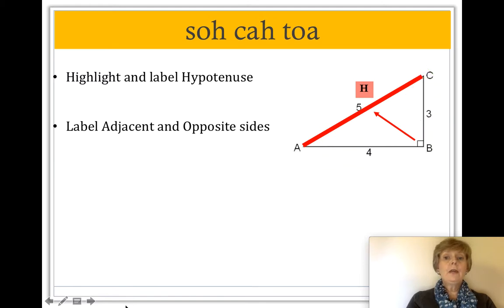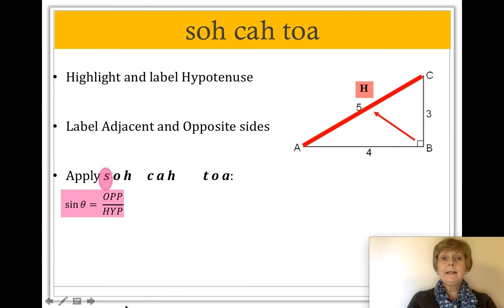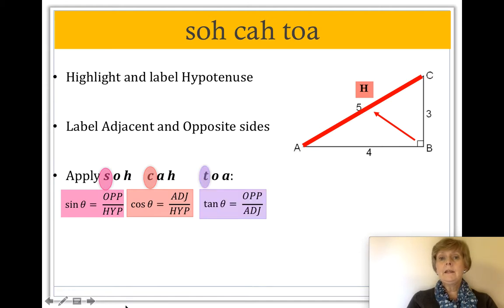Now we have to look at the meaning of SOHCAHTOA. The first letter indicates which trigonometry function. S for sine theta equals O for opposite, H for hypotenuse. C for cos theta equals adjacent over hypotenuse. T for tan theta equals opposite over adjacent because there's an O and an A.